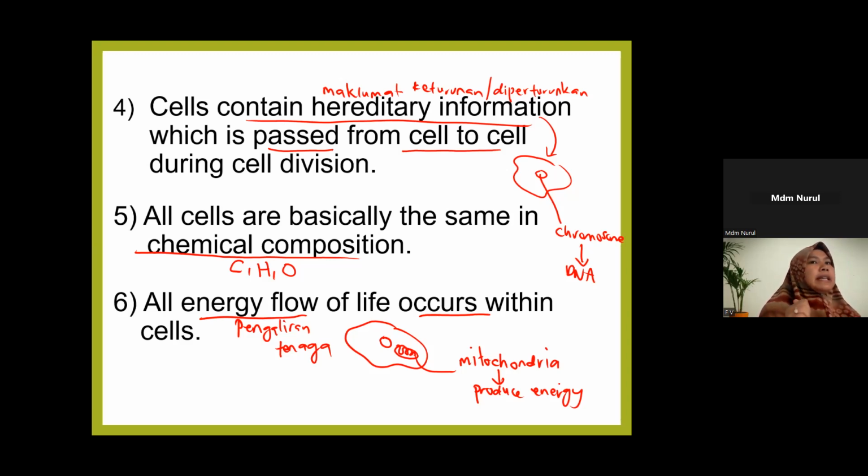Okay. So there are 6 tenets. Keyword number 1, all living things is made up of cell. Keyword number 2, cell is structural and functional unit of living thing. Number 3, cell came from pre-existing cell by division. Number 4, cell contain genetic information. Number 5, cell have same chemical composition. Number 6, energy flow inside the cell. Okay, that is LO number 1.